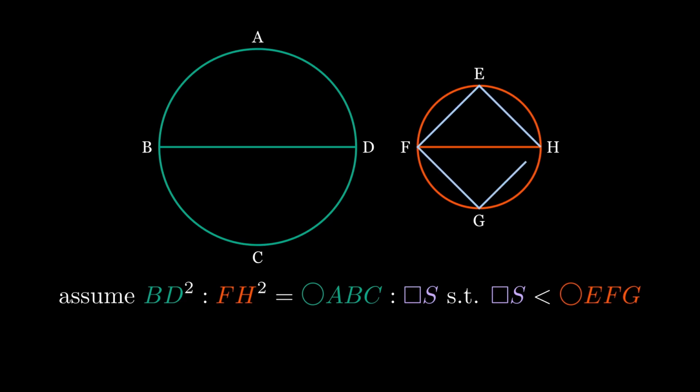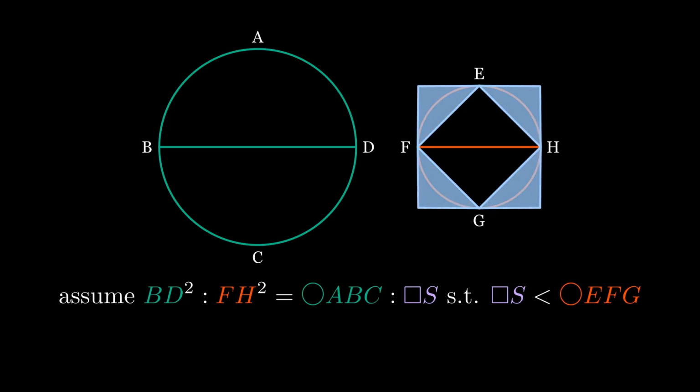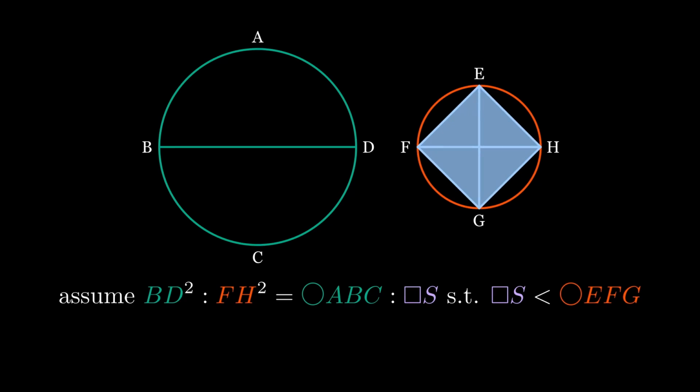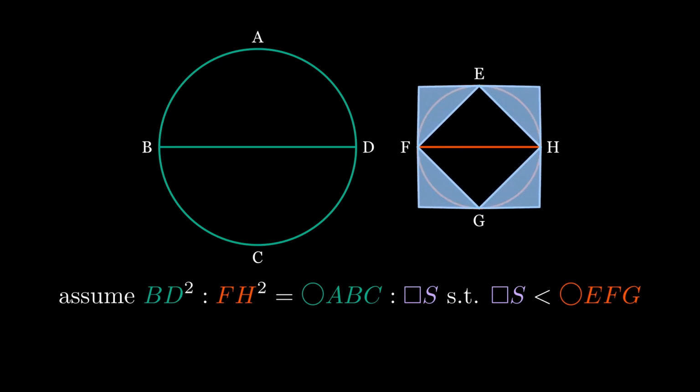Begin by inscribing a square in circle EFG. This square is greater than half the circle. This is seen by circumscribing the circle with another square. The inscribed square is equal to half the circumscribed square, as you can see, which is greater than the circle, so the inscribed square is certainly greater than half the circle.